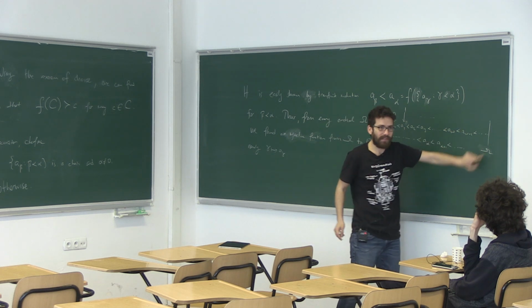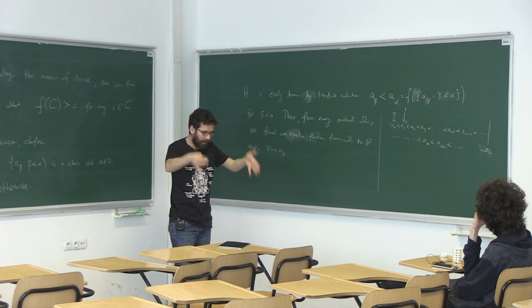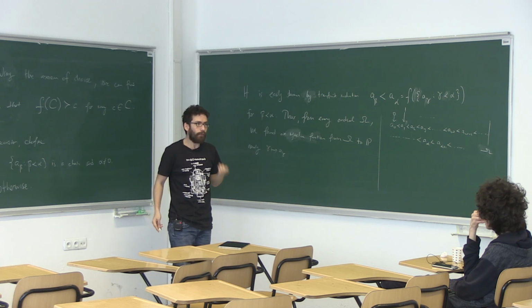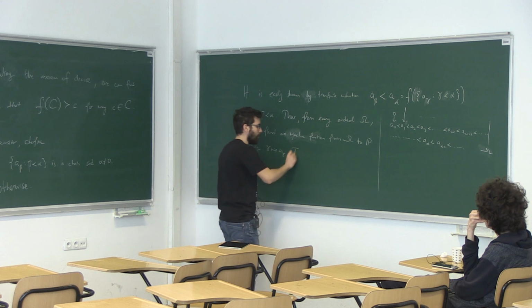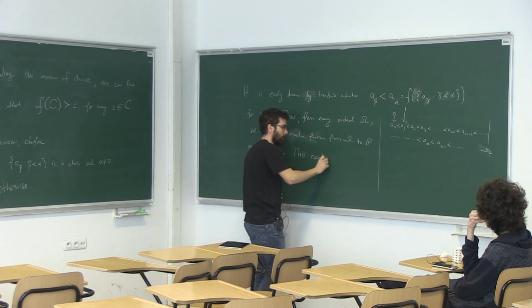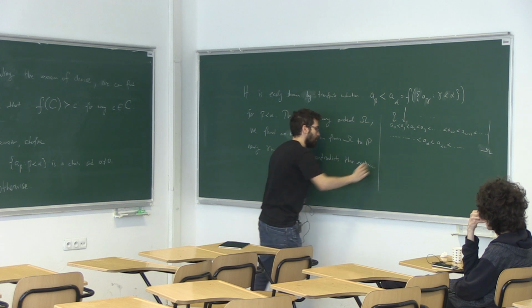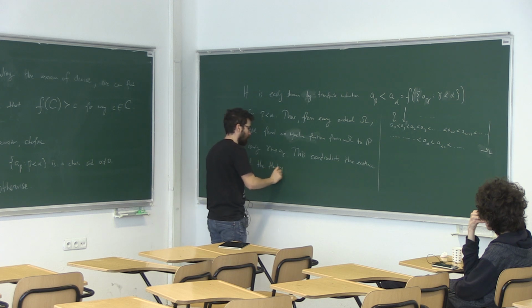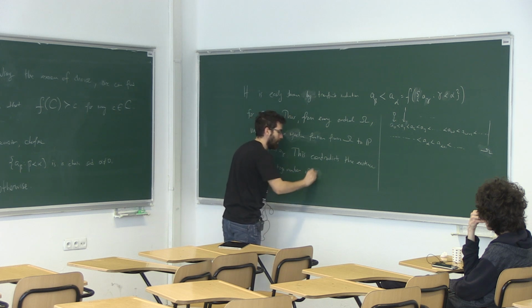But this is true for all ordinals. So for each ordinal, I can find an injective function from that ordinal to my set. This contradicts the existence of Hartogs' number. For every set, there is supposed to be an ordinal from which there is no injective function to your set. This contradicts the existence of the Hartogs' number of P. Okay?